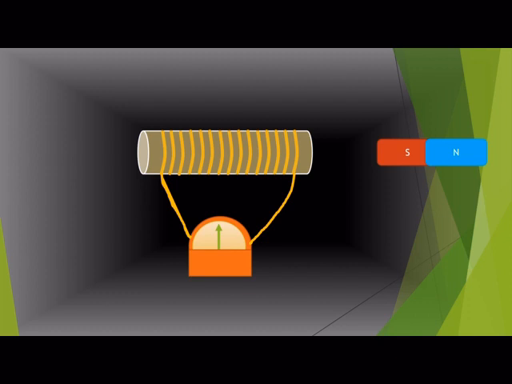He tried moving the magnet faster, and he saw the deflection was greater. When he pulled out the magnet, the deflection was on the opposite side. When he repeated the experiment by moving the magnet slower, the deflection was lesser.